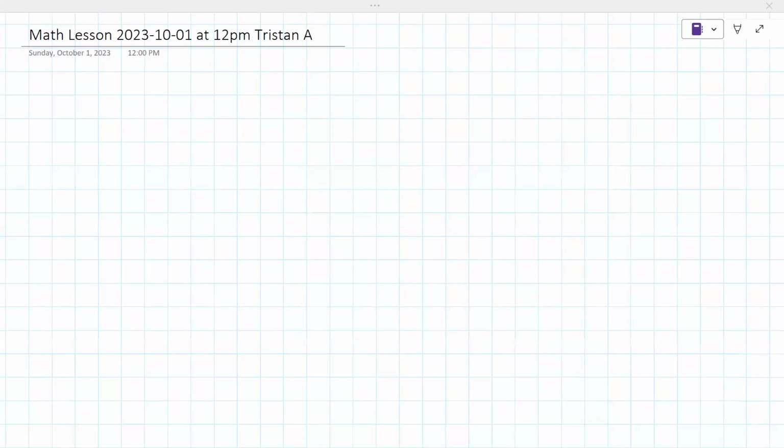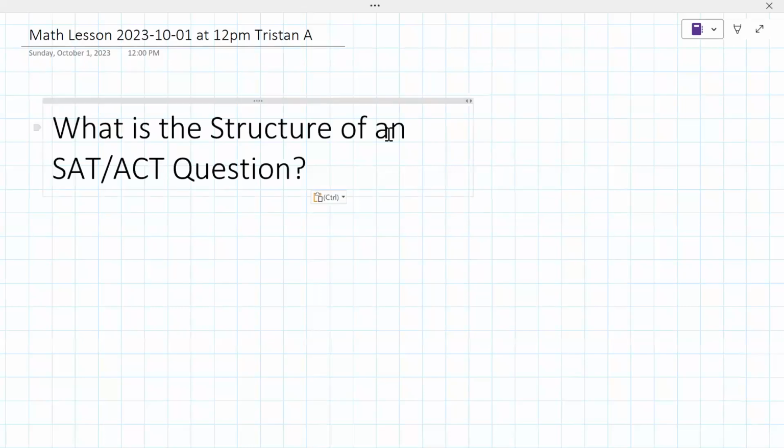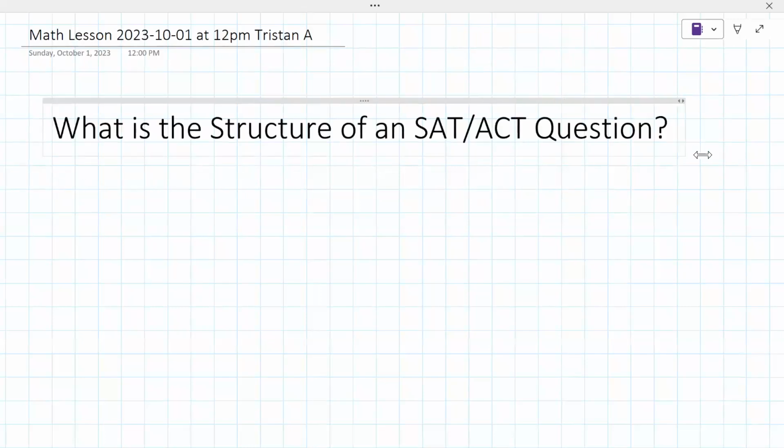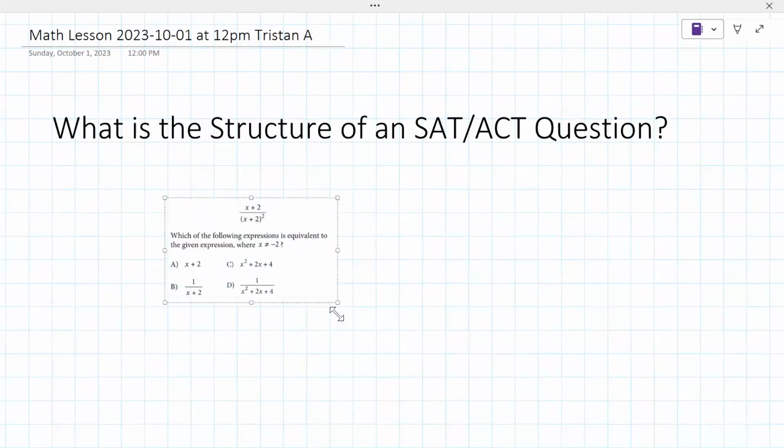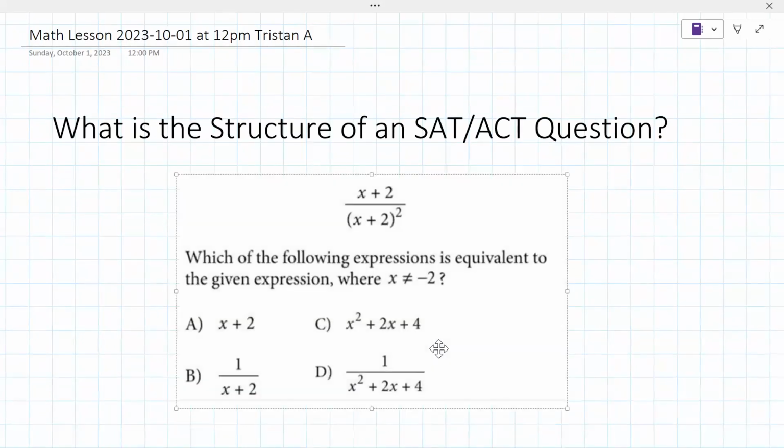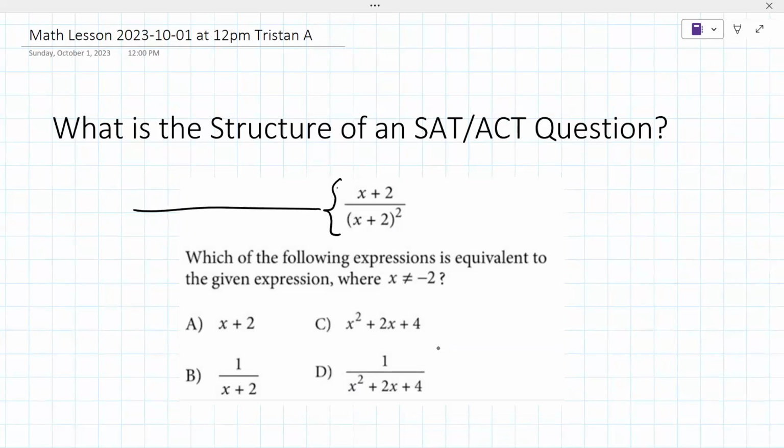This time we're gonna talk about what is the actual structure of a question. You might be like, what is he even talking about? Every problem has the same structure. And this is important so that you know what to expect. The first thing that you always see is what I call the prompt. Okay, the prompt is up here. It could be an equation, it could be a table, could be a graph, could be words.